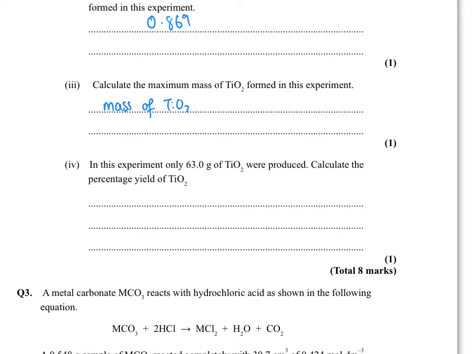which is 0.869. The maximum mass of titanium oxide is going to be moles times MR. The moles we've worked out in the first bit. The MR is 79.9, so that gives us a maximum mass of 69.4 grams.